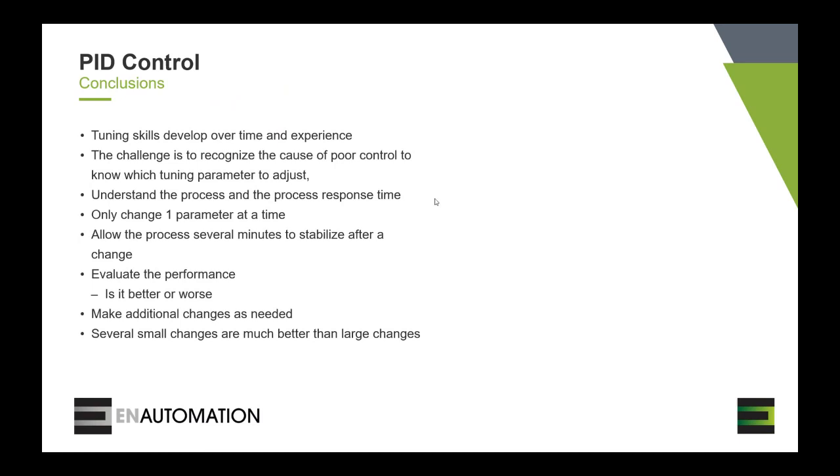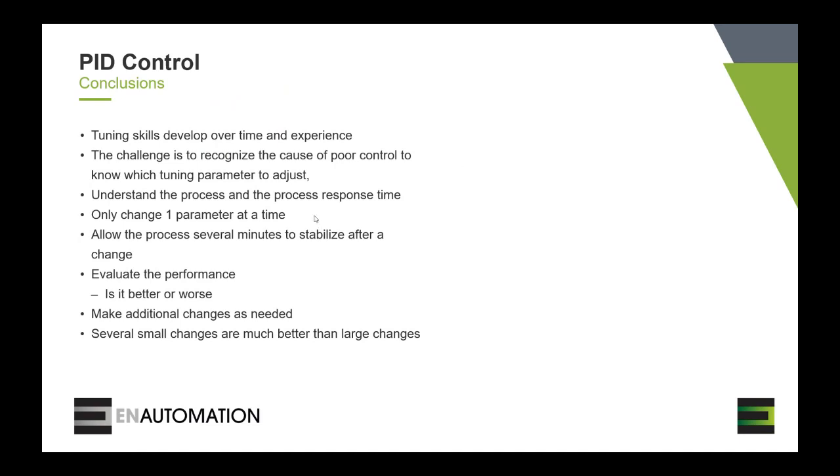Several conclusions to draw from these examples. Tuning skills develop over a long period of time. It takes a bit of experience, making a change, seeing what the impact is, trying something different. The challenge of PID control tuning is always to recognize the cause of the poor control and to know which parameter to adjust. So these examples hopefully will help you identify what scenario it is, whether we need to change proportional, integral, or derivative time.